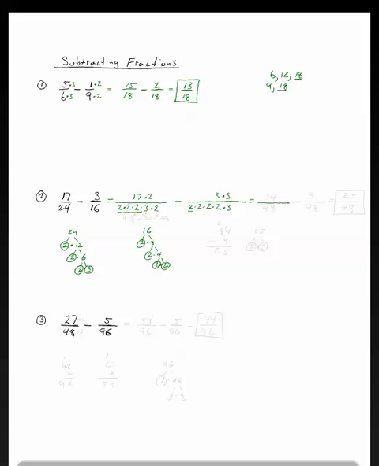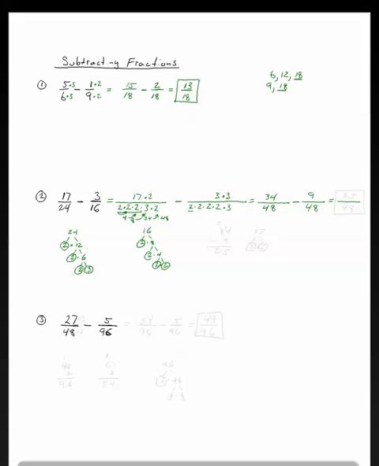Now I've got 17 times 2, which is 34, and I have to do this multiplication. 2 times 2 is 4. 4 times 2 is 8. 8 times 3 is 24, and 24 times 2 is 48. So I get 34 over 48 for my first fraction. For the second fraction, the numerator is 3 times 3, which is 9. And since I still have 4 factors of 2 and a factor of 3, I know I'm going to get 48 for this denominator as well.